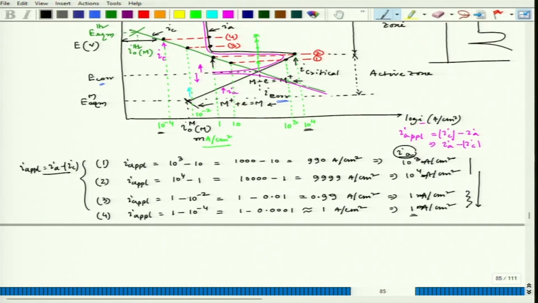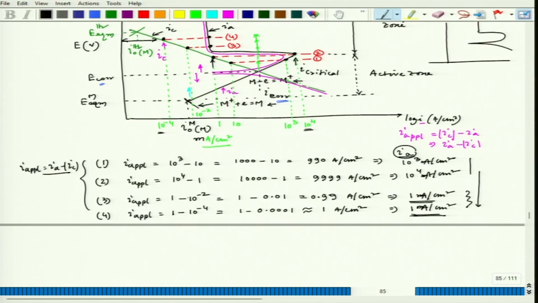Now we could see that there is an enormous decrease in the requirement of applied current if we can take the potential to the stable passive zone and maintain it there, or position there for a longer duration. So the material would dissolve at the rate corresponding to this value, which can be a very, very small quantity, okay. So this is the very principle of anodic polarization.